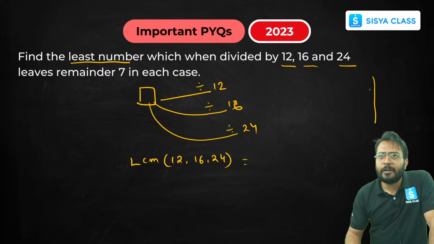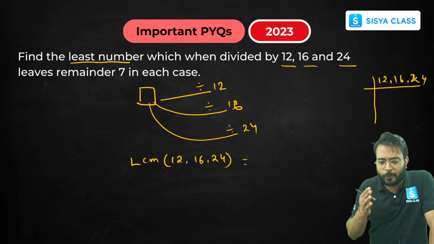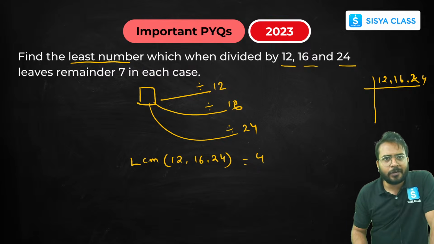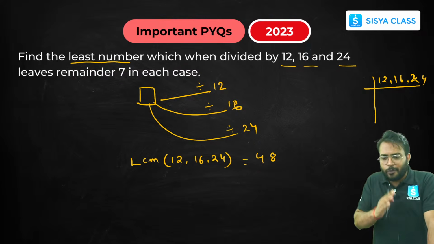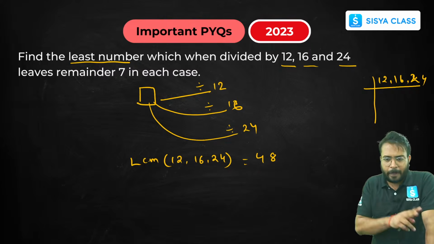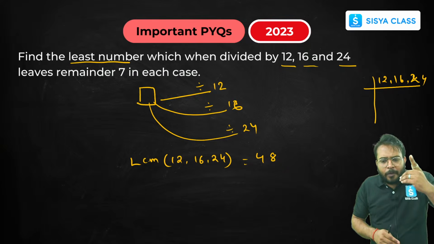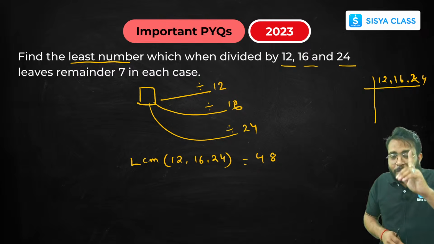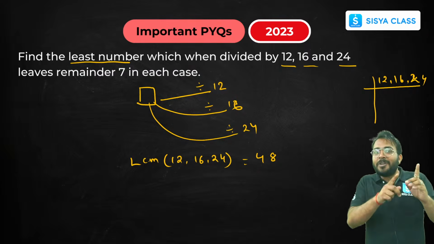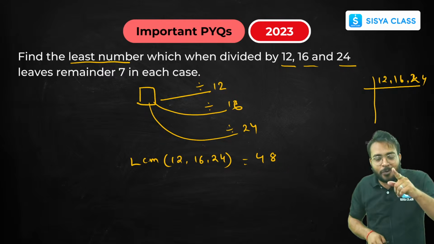Either you can use the division method or the prime factorization method. With any method you can go. Your LCM is going to be 48. If you know the tables, 12 into 4 times, 16 into 3 times and 24 into 2 times, 48 is your LCM. But 48 is not the required number. 48 can be divided by 12, 16 and 24, but you need to get 7 as a remainder.